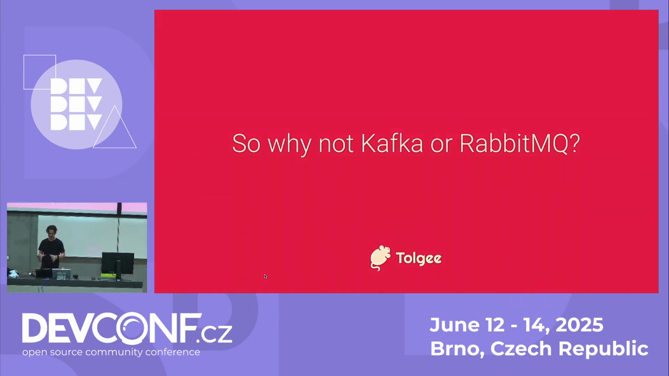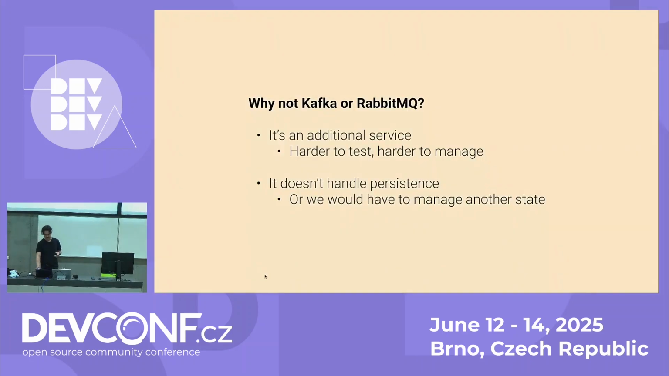Now the question is, why not use Kafka or RabbitMQ? Well, first of all, it's an additional service. And if we add an additional service to the stack, we need to add documentation. We need to tell the users how to run the separate service. Also, if developers are working with a separate service, they have to run it somehow, which can add additional complexity, and it's sometimes harder to test.